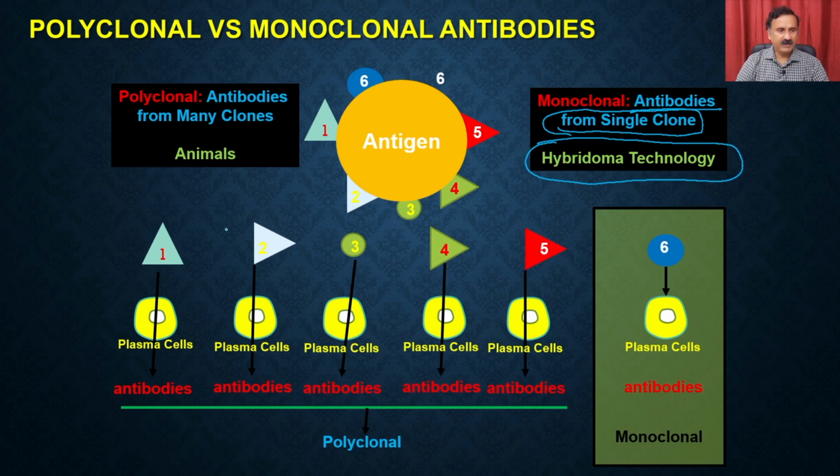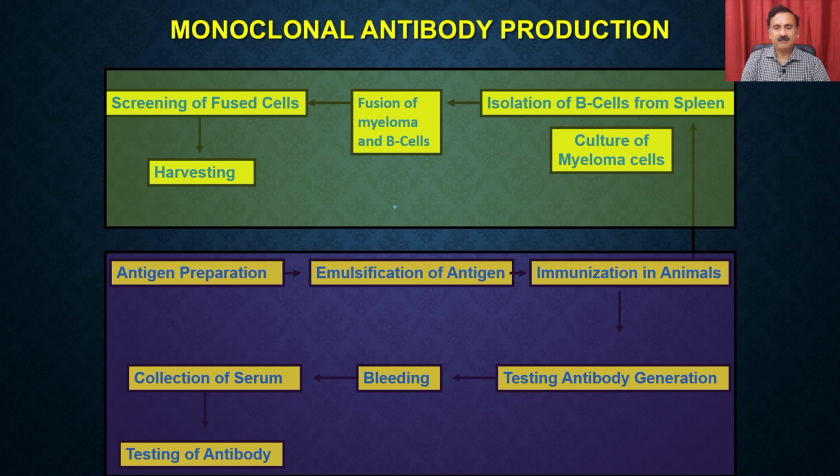The first steps are the ones we discussed in the previous lecture on polyclonal antibodies. The first step is that you are going to produce, or prepare, the antigens. Then you are going to do the emulsification of the antigens, which means preparing the antigens for injection. Then in step 3, you are going to do the immunization of the animals.